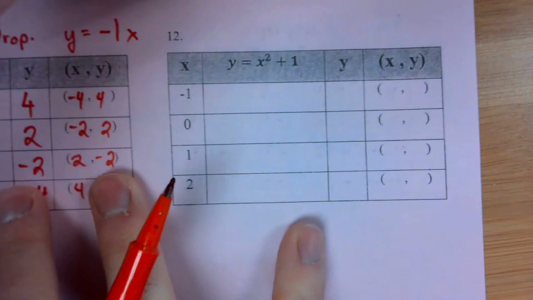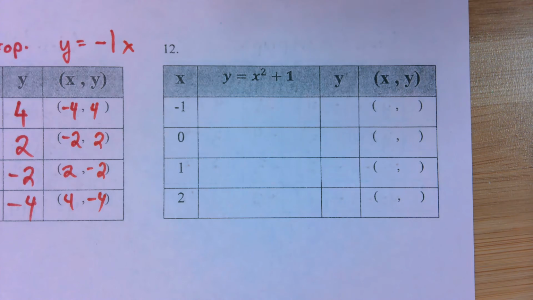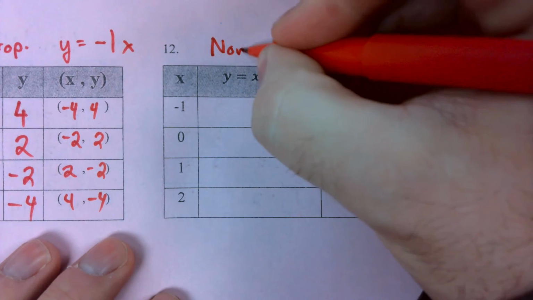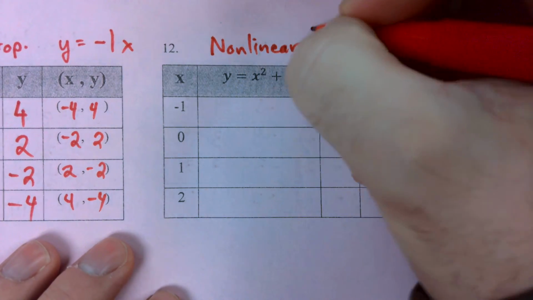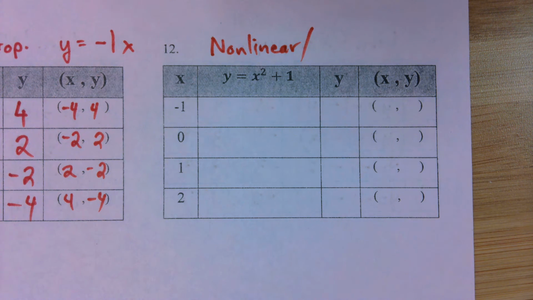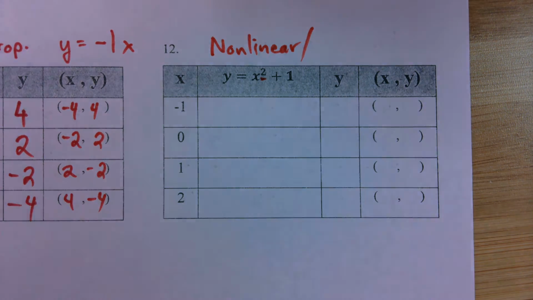Okay, let's look at 12, because 12 now we're getting a little bit different, right? Is this going to be linear or non-linear? There we go, beautiful. That's what I like to hear, non-linear. How do you know it's non-linear before we even find any points, Azalea? There's an exponent right here. That little 2 up at the top tells us this is not a straight line.